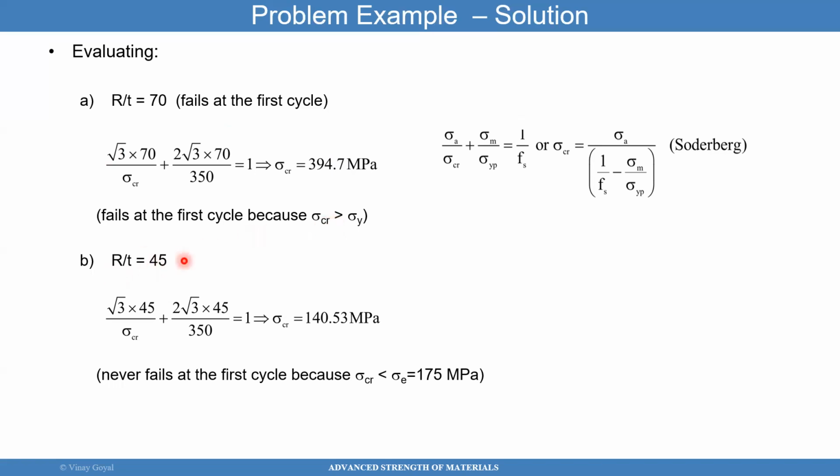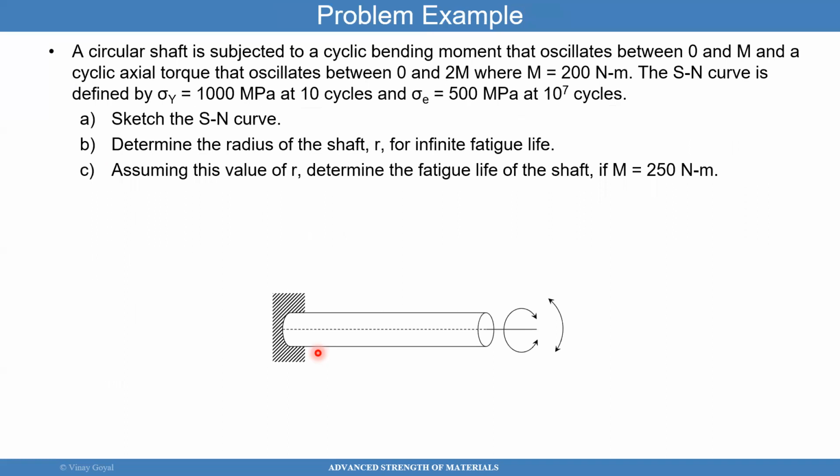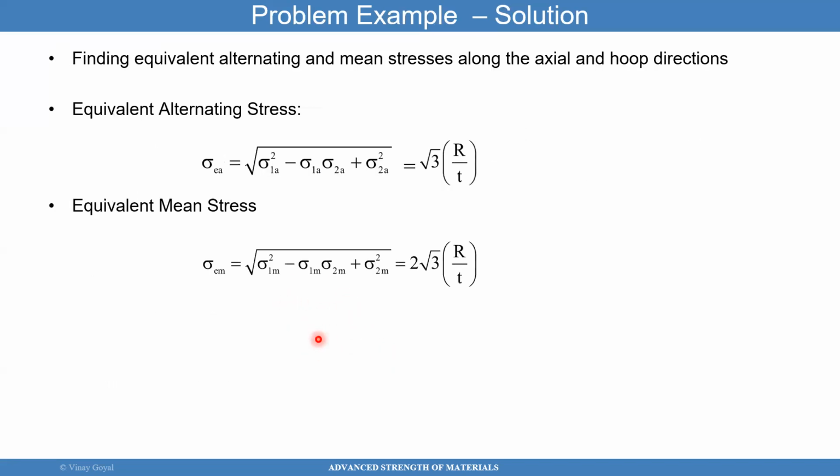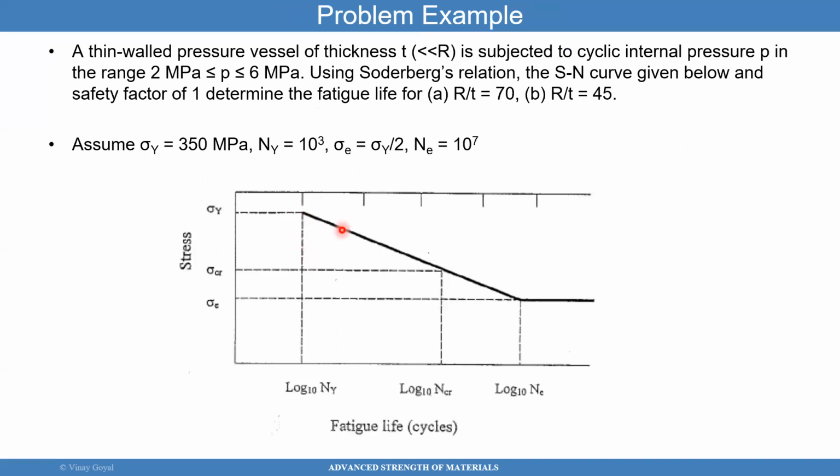However, an R over t of 45 plugged in here gives you a sigma critical of 140, and that will never fail at the first cycle because 140 is less than 175. That's how you tackle that. You can actually find the number of cycles to failure due to this 140.53. That's already a combined loading condition. So you can actually go back here and use this curve to predict the number of cycles to failure. But first you have to define this line using the equations we discussed before.